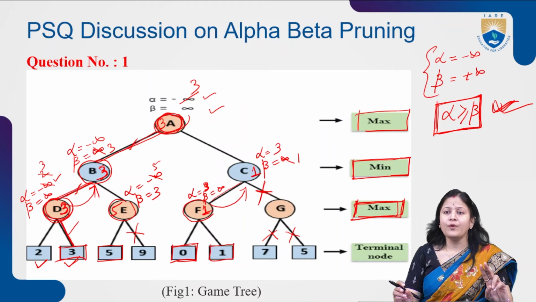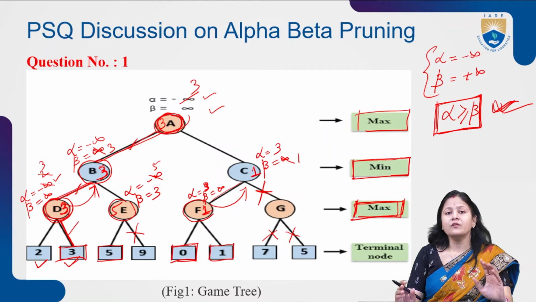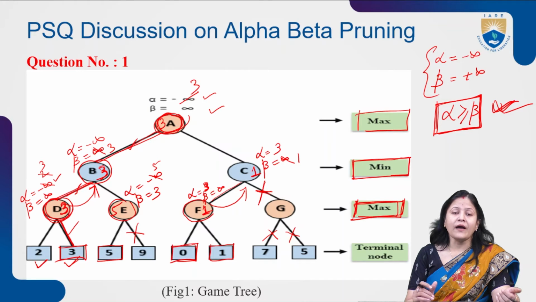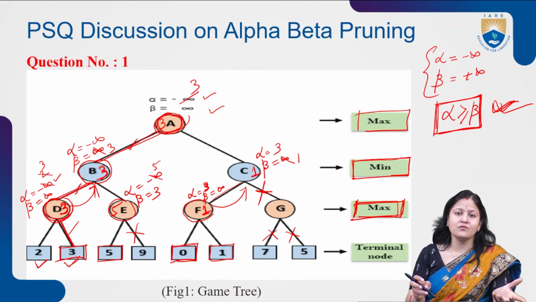We are considering two important parameters: alpha and beta. Alpha is initially minus infinity, and beta we initialize to plus infinity. Both alpha and beta values are transferred from parent to child, and while backtracking, the node value is passed from the child node to the parent node. At the max layer, the alpha value will be updated, and at the min layer, the beta value will be updated. By using that concept, we can solve any minimax or alpha-beta pruning problem.